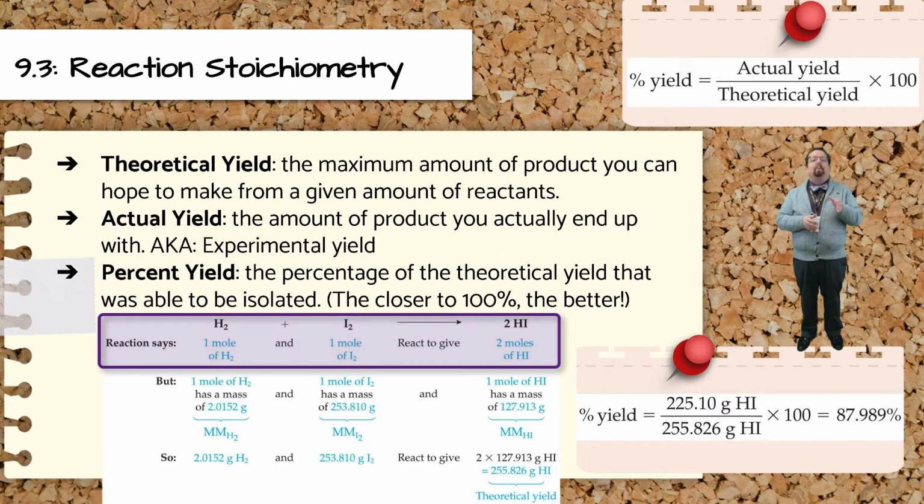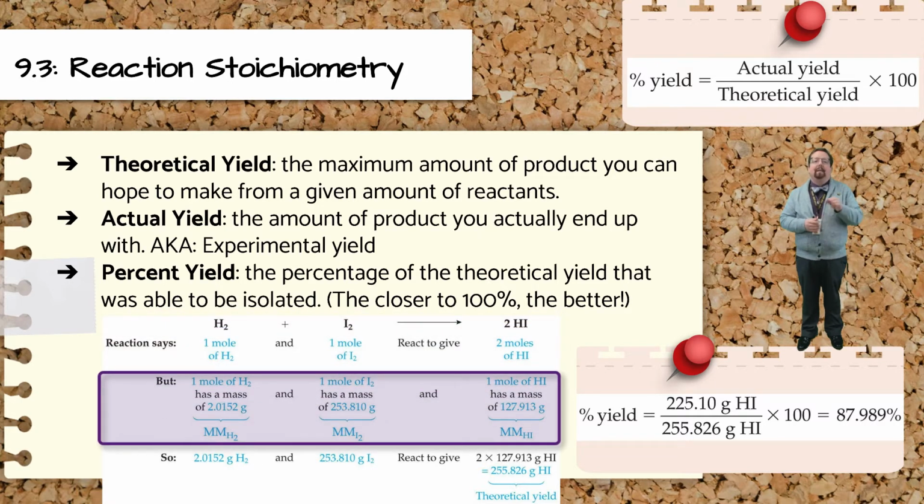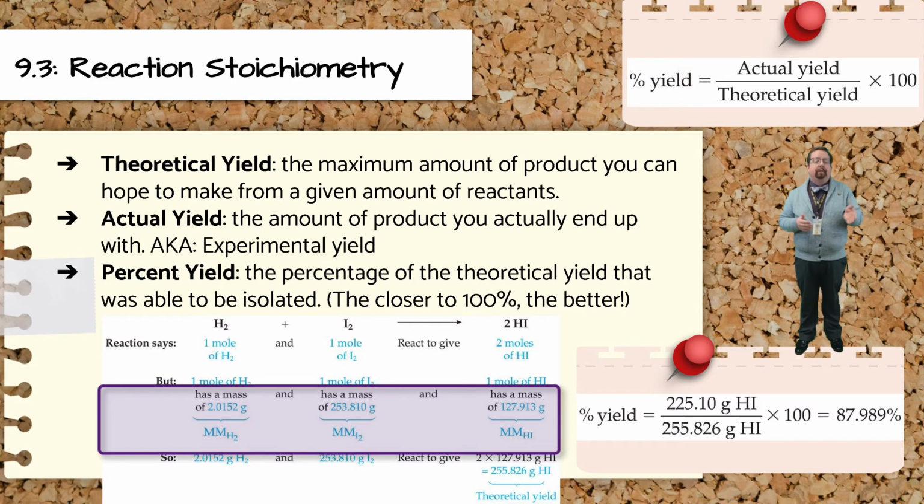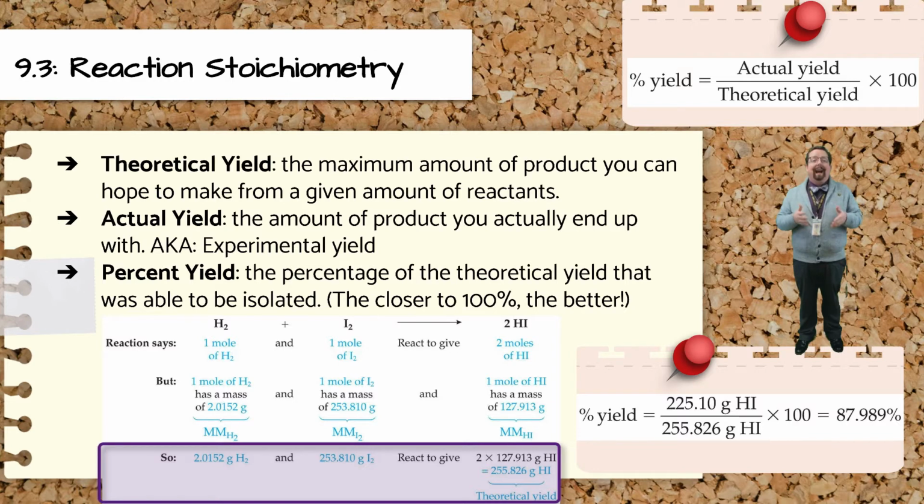Our reaction says that 1 mole of H2 will react with 1 mole of I2 to produce 2 moles of HI. The molar mass of H2 is 2.0152. The molar mass of I2 is 253.810. And the molar mass of HI is 127.913. If we multiply all of those by their coefficients, 1, 1, and 2 respectively, we'll see that we react 2.0152 grams of H2 with 253.810 grams of I2, and we should produce 255.826 grams of HI. That's our theoretical yield.